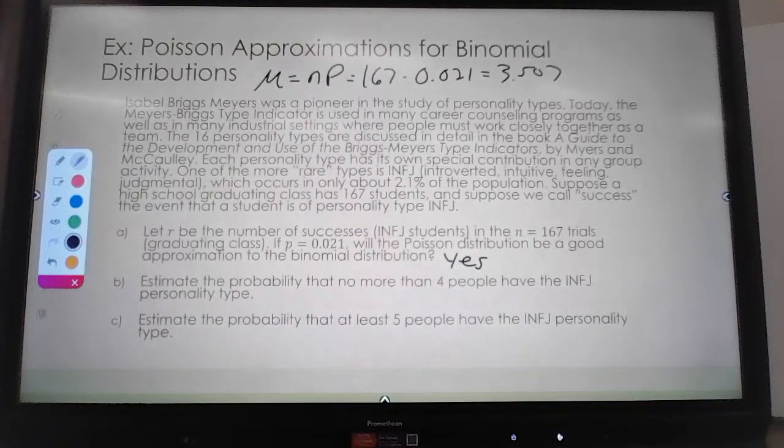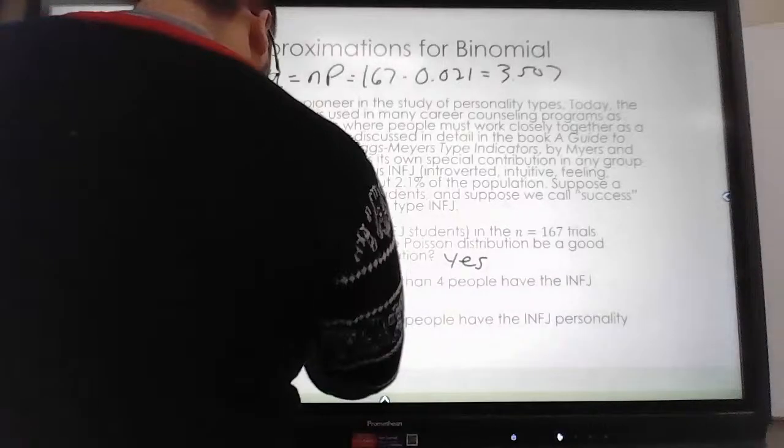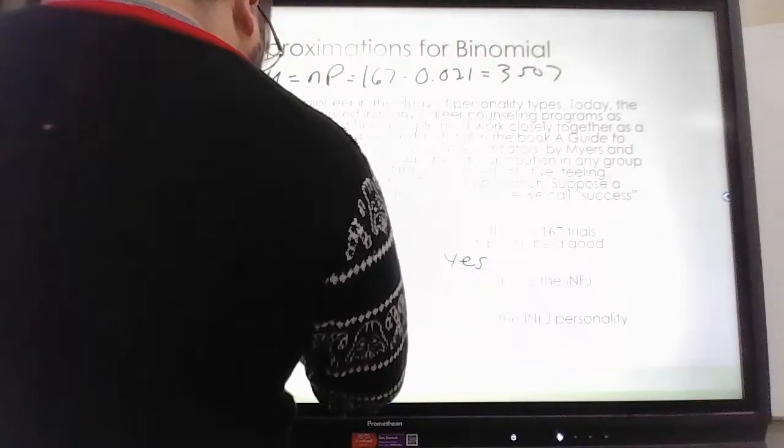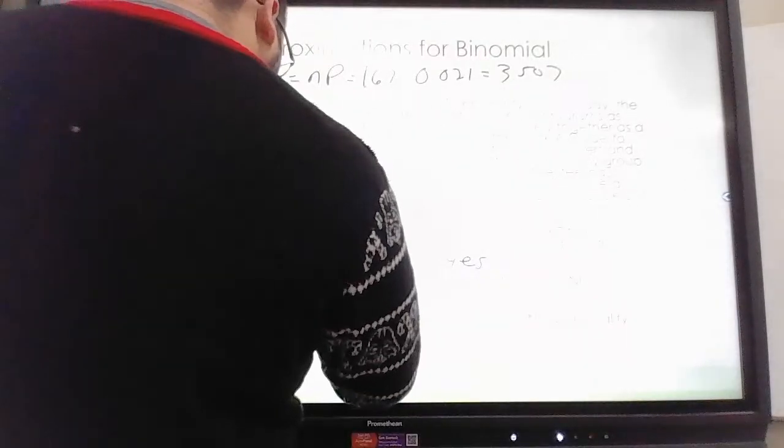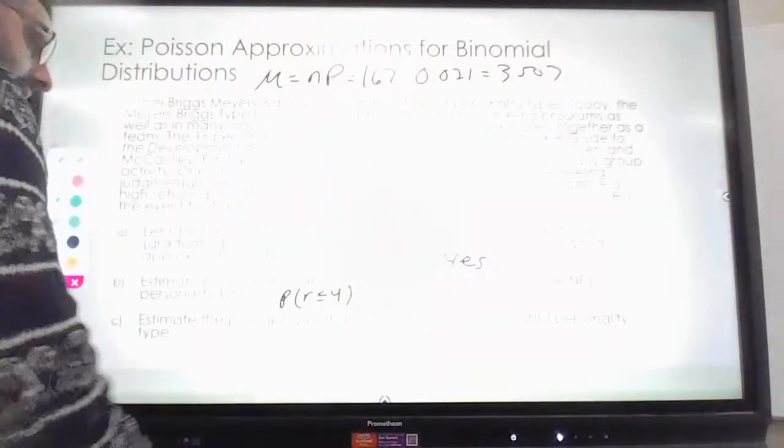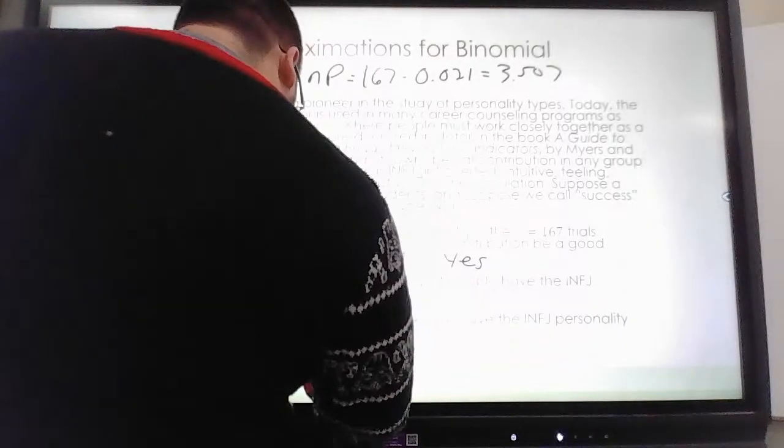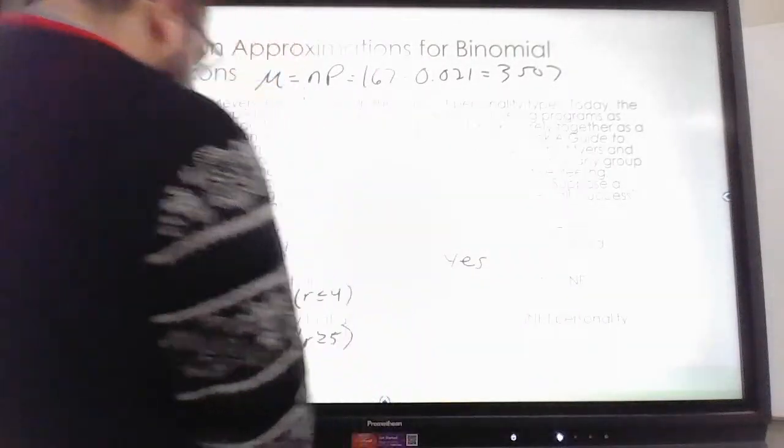Estimate the probability that no more than 4 people have the INFJ personality type. Estimate the probability that at least 5 people have the INFJ personality type. So for part B, we want the probability of R being less than or equal to 4. And here we want the probability of R being greater than or equal to 5.